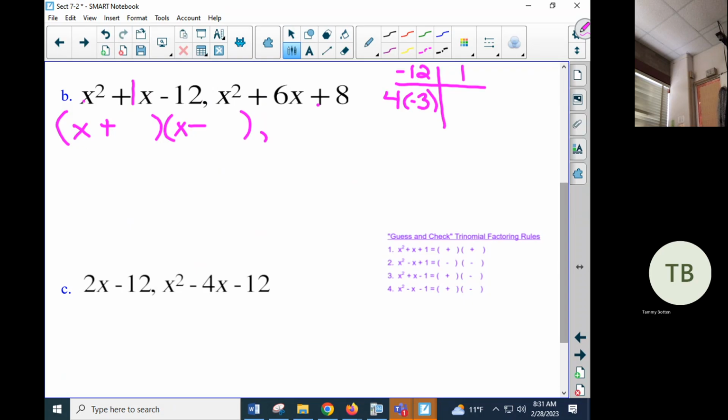So the 4 goes here. The negative 3 would go by the minus. So I have that factored. Now I'm going to factor x squared plus 6x plus 8.